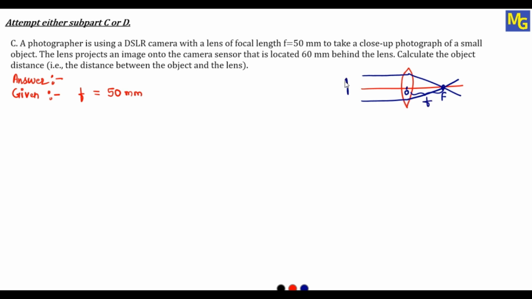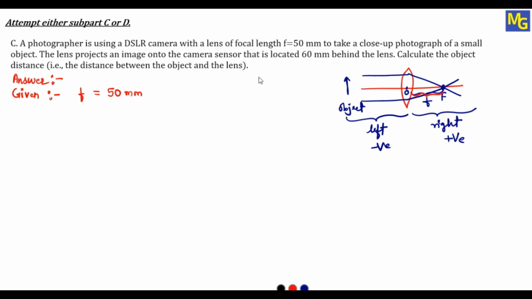And somewhere here there will be our object, and on the other side we are getting the image in case of this given question. Now see, according to sign convention, whatever values we measure on the left hand side should all be negative. Whatever distances we measure on the right hand side should all be taken positive. This is according to sign convention. Where we are getting focal length on the right side, it should be positive. So I took 50 millimeter.